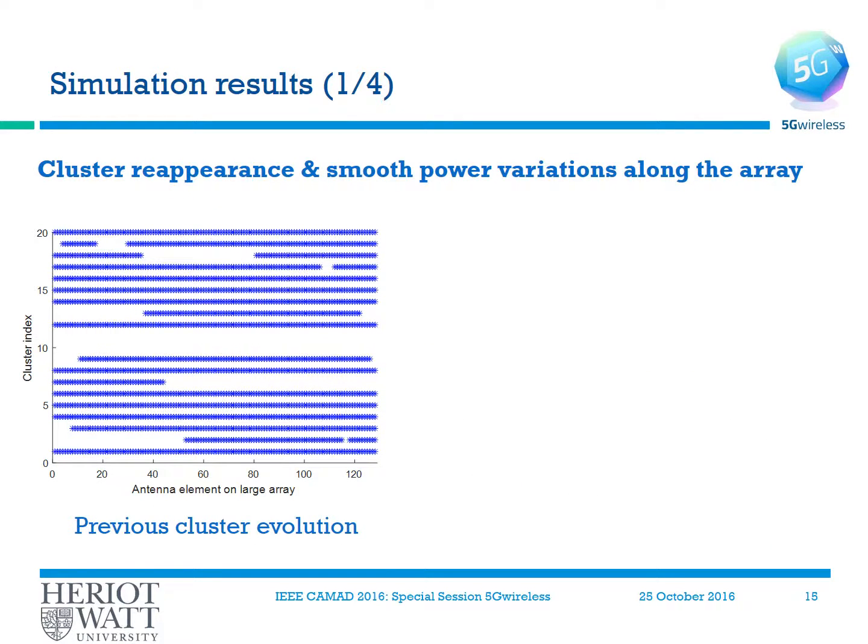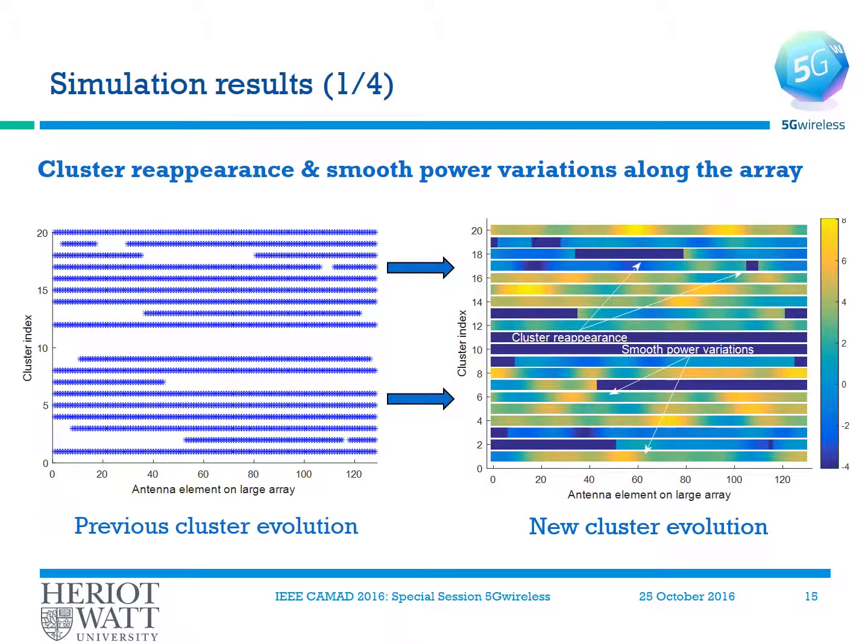Here we have an illustration of what could be the cluster evolution in previous models. The x-axis represents every antenna in the array, and the y-axis the cluster index. Clusters appear and disappear along the array suddenly without power changes. And this is what results when you introduce power variations for every cluster. The normalized power is represented in color, and you can see cluster reappearance and smooth power variations.